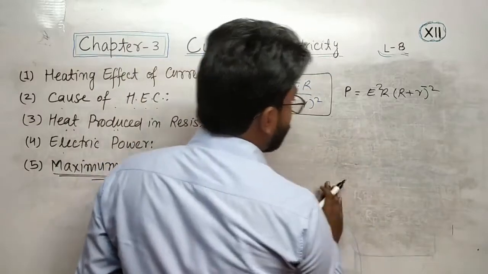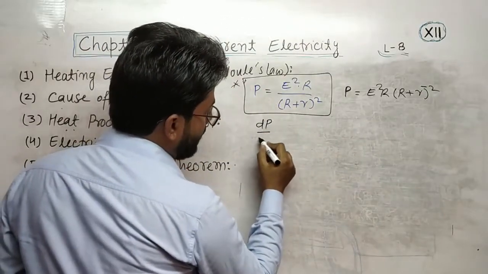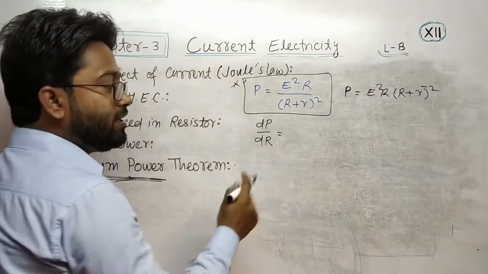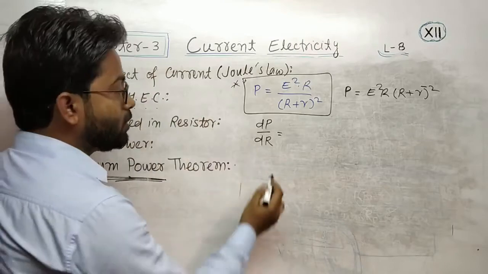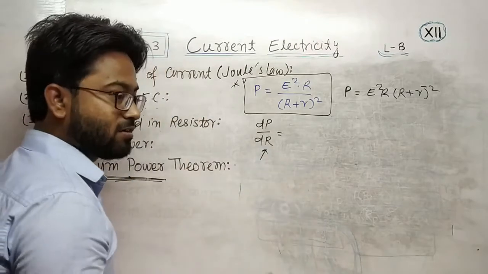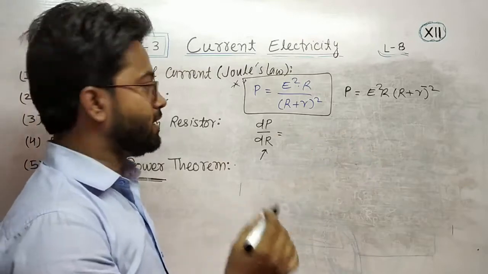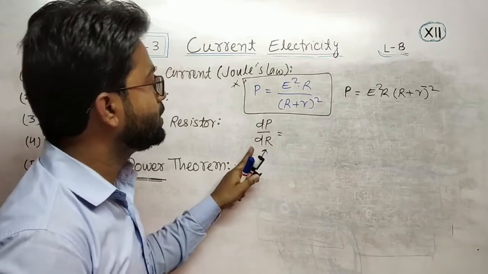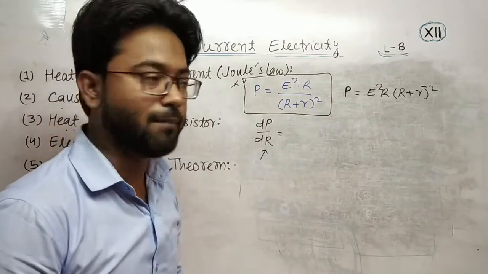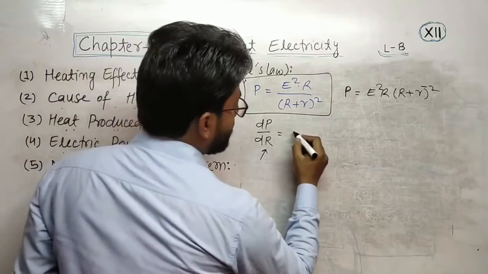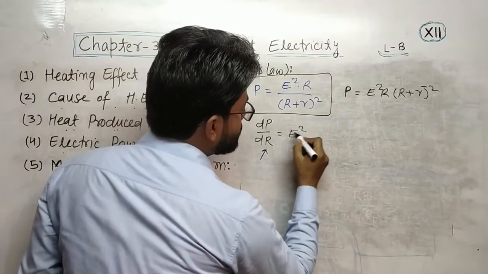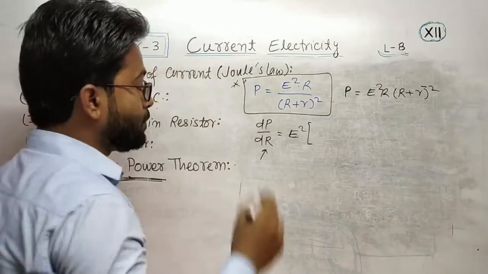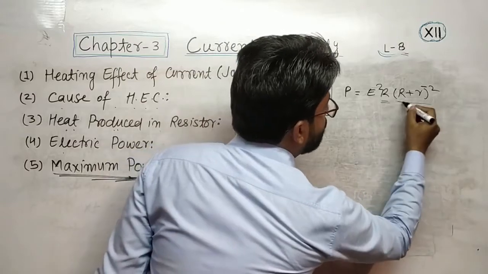Okay. By the calculus method, we know that dP upon dR, because we need to find out the external resistance. That means we increase or decrease the external resistance. That means external resistance is a variable. Then we need to differentiate that power with respect to capital R. How will we calculate? E square is common. E square is constant. This is the 2 function.